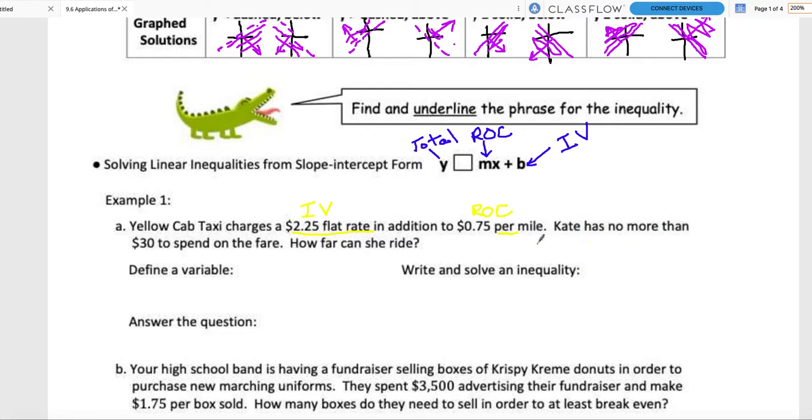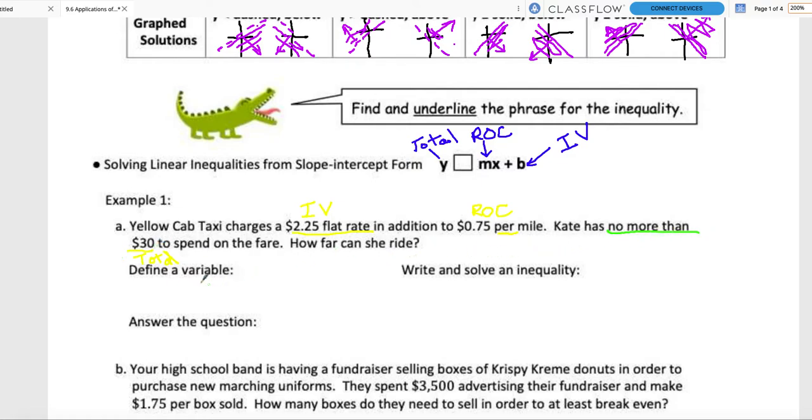Kate has no more than $30 to spend on the fare. So that is going to be my total. In addition to that, I have found my inequality phrase. That's the phrase "no more than." Okay, so let's go back and change colors. Let's put that in the flashy green. She has no more than $30. So I can spend $30. I can spend less than $30, but I cannot spend greater than $30.